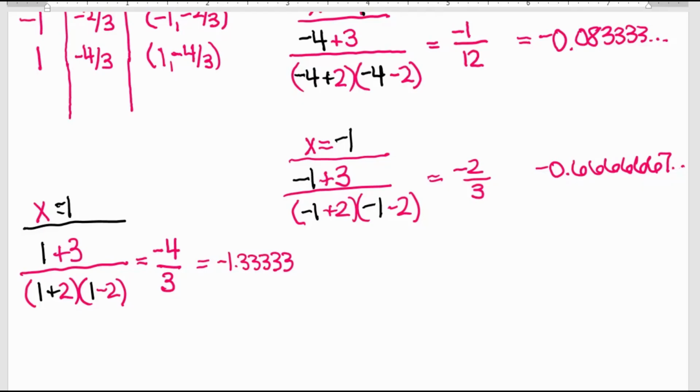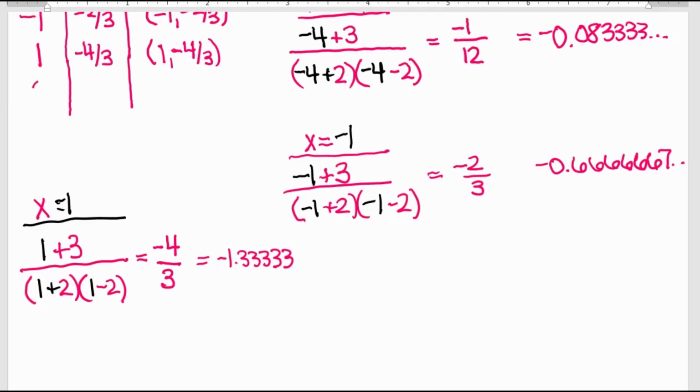We were supposed to find 4 ordered pairs. So far, we found 3. Remember, our vertical asymptotes were negative 2 and 2. So if we keep going to the right from 1, we would hit 2. Well, that's a vertical asymptote. So the next number we can look at is 3. So let's find out what happens when x is equal to 3.